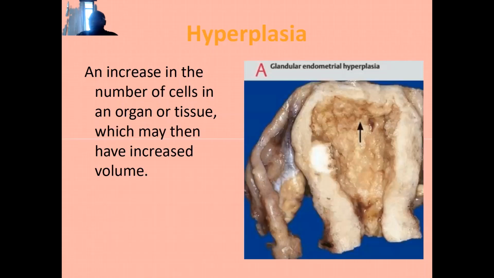Now, let us look at hyperplasia. This is an increase in the number of cells in an organ or tissue, which may increase its volume. You can see this is an example of a uterus, a glandular endometrial hyperplasia. This is a uterus which has increased. The walls of the endometrium have increased in the number of cells, due to some form of stimuli, either hormonal stimuli.